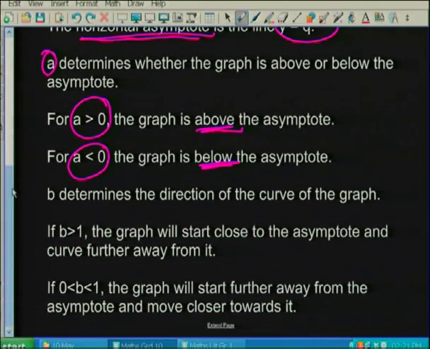Then finally, let's talk about b. Now, b determines the direction of the curve. If b is bigger than 1, the graph will start close to the asymptote and curve further away from it, like so. If b is between 0 and 1, the graph will start further away from the asymptote and come closer to it. So those are the two options that we need to consider.